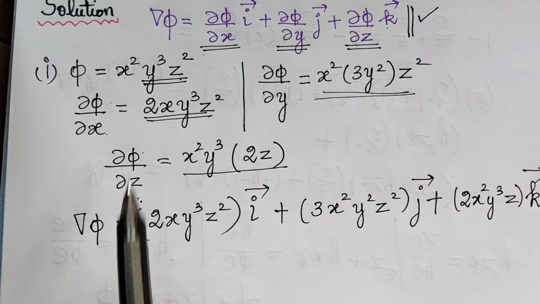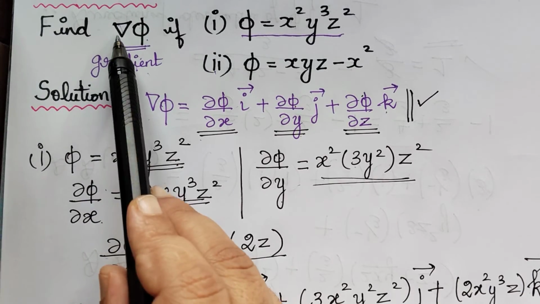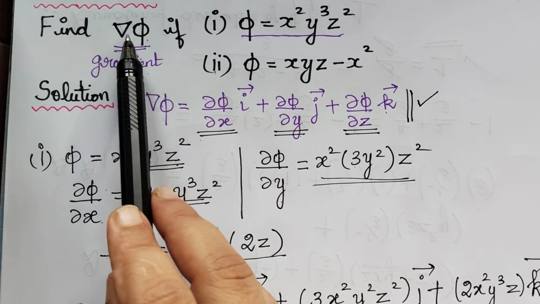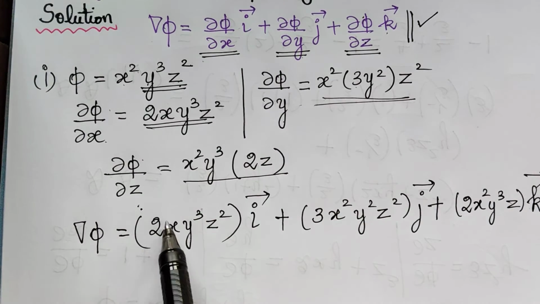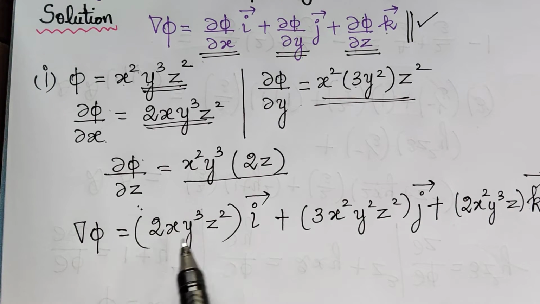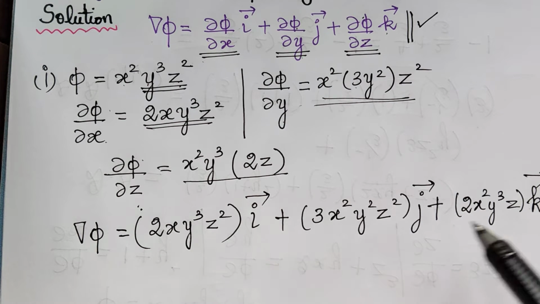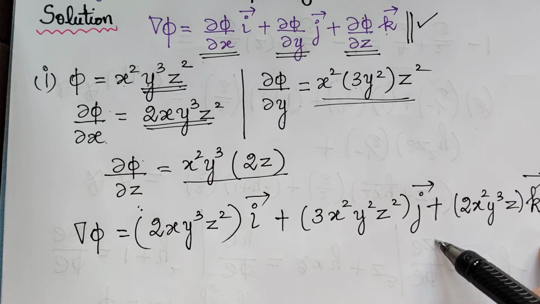And here they have not given at which point we have to calculate nabla phi. They have just asked us to find nabla phi. So we directly do this. If they give a particular point, then we have to substitute the values of x, y, z over here. But for this problem, they haven't given that. So we shall just stop with this. So this is our final answer.